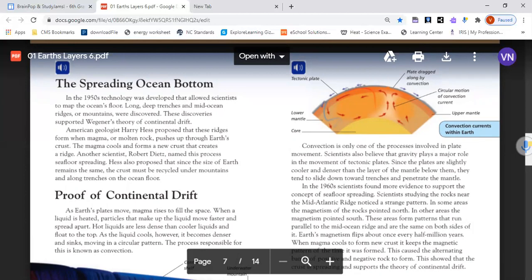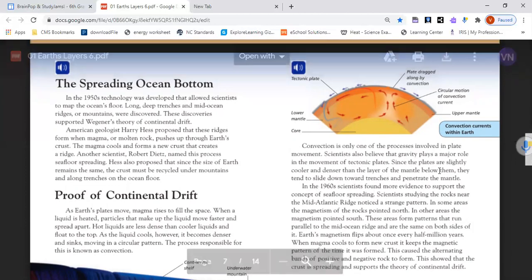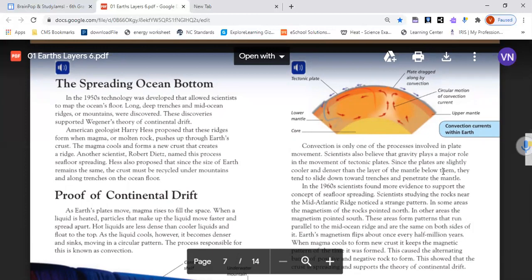Since the plates are slightly cooler and denser than the layer of the mantle below them, they tend to slide down towards the trenches and penetrate the mantle. So when they become cooler and denser, they slide down and penetrate the mantle. In the 1960s, scientists found more evidence to support the concept of seafloor spreading.